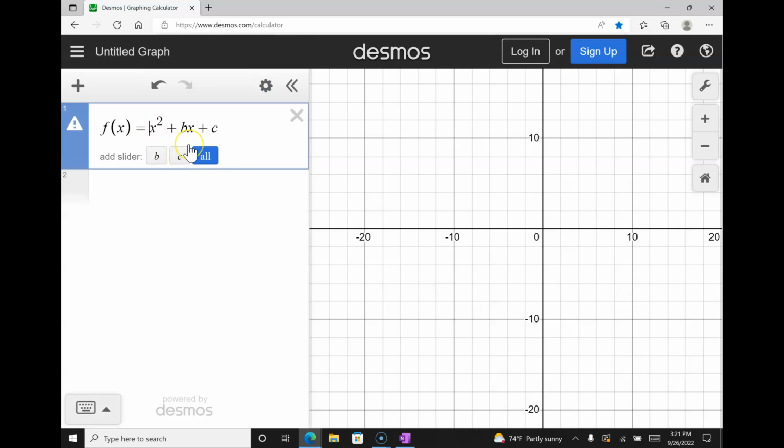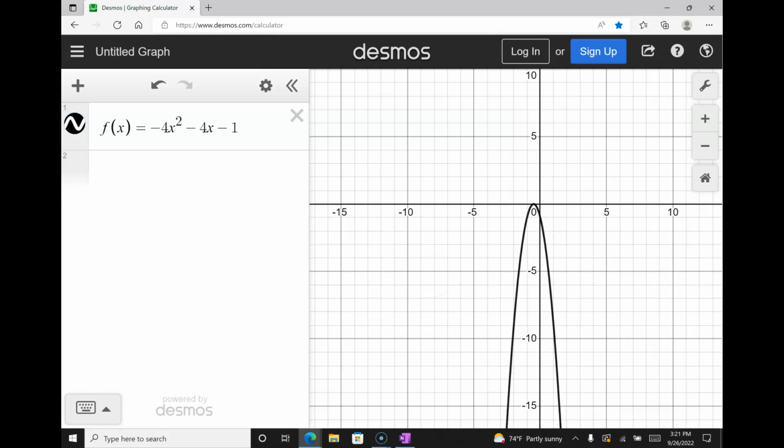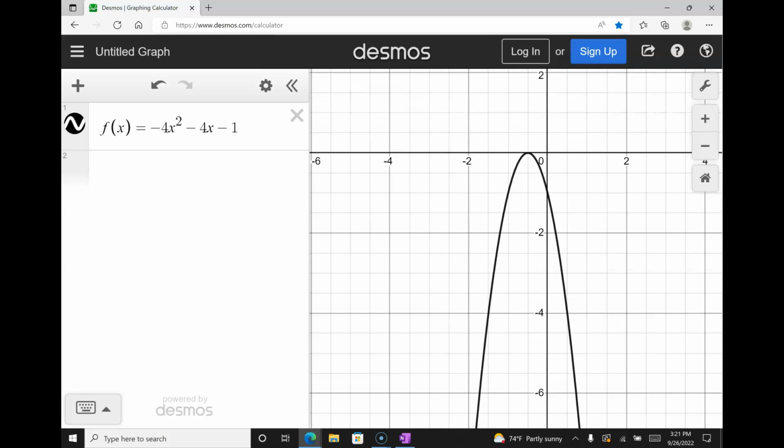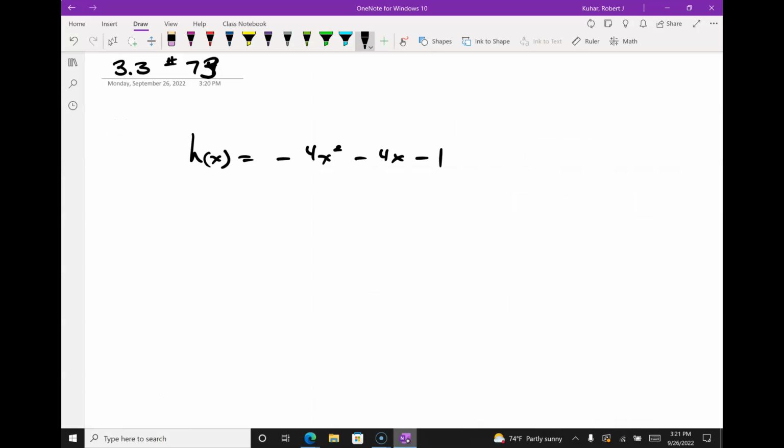So I have minus 4x squared minus 4x minus 1, right? Nice, I could see the y-intercept, I could see the vertex pretty easy, but we want to be able to do the algebraic manipulation to get it, right? So first things first, let's factor it.